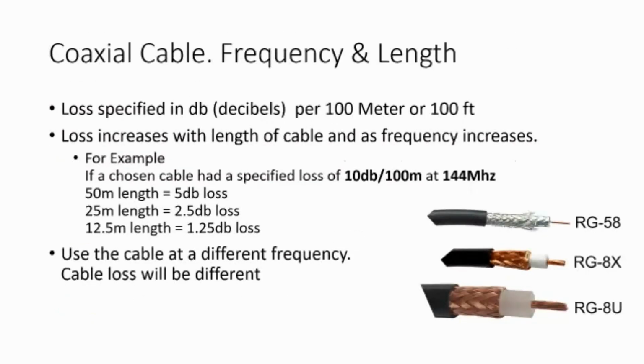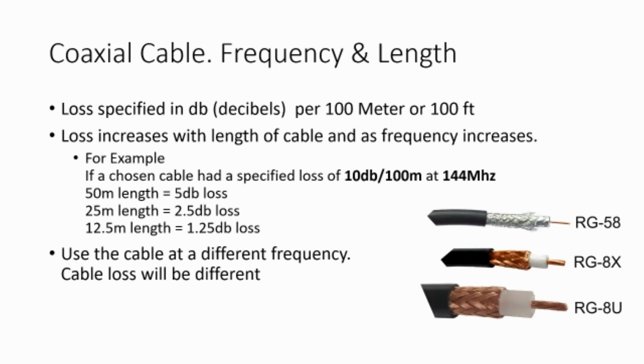So, coax cable frequency and length. The loss is specified in decibels, and it's either specified per 100 meters or per 100 feet. Very easy to get caught out. I know when I was putting this together, a couple of times I had to do a double take of the specifications, because a lot of them specify per 100 feet, which is roughly 30.8 meters. So if you specify it in feet, it looks a lot better than in 100 meters.